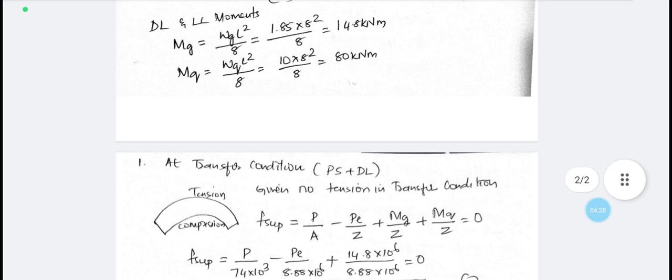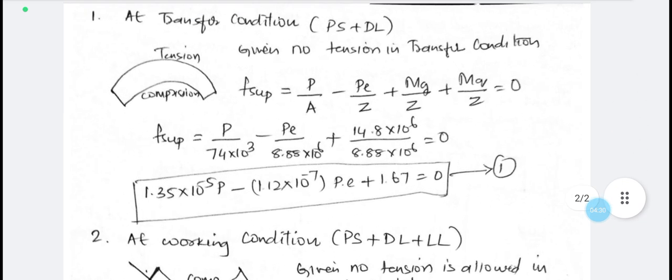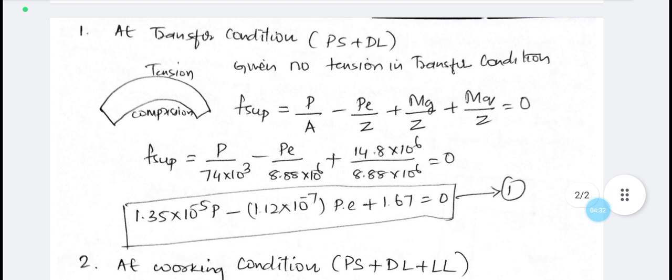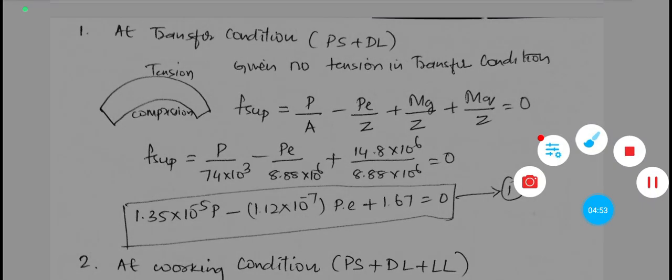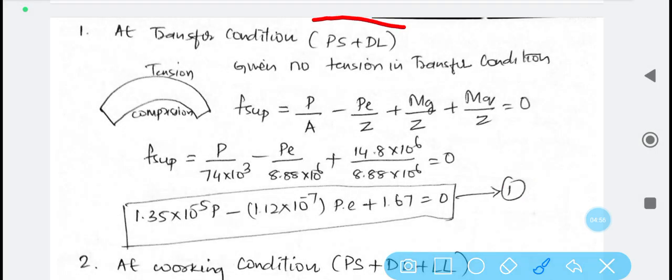And next, the most important condition is here. First condition is the transfer condition. Whenever the process of pre-stressing is happening, the concrete member will not be subjected to any kind of external actions. So during that phase, that is during transfer condition, only the pre-stress and the self weight have to be considered here. This is very important.